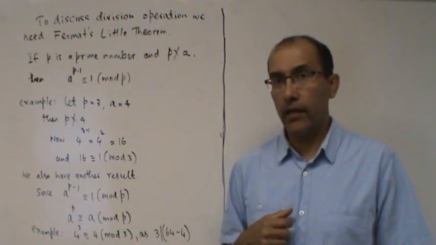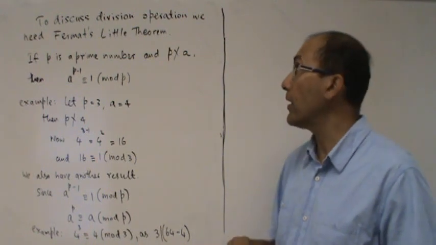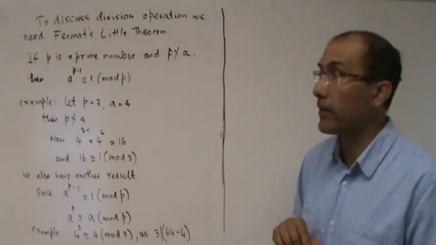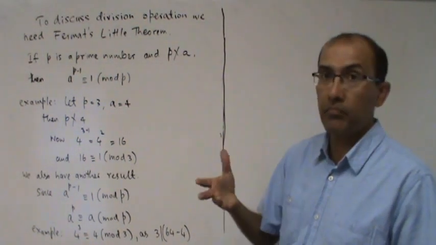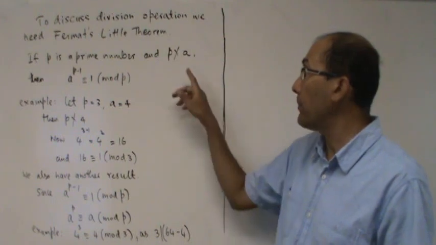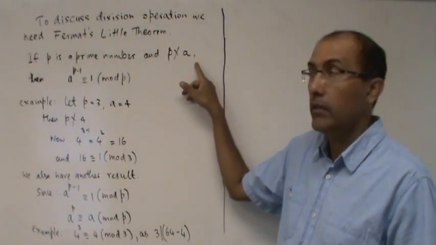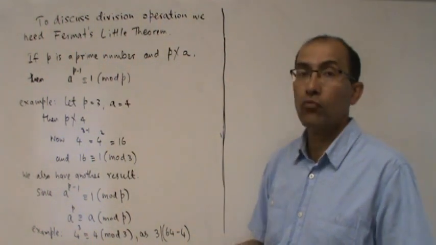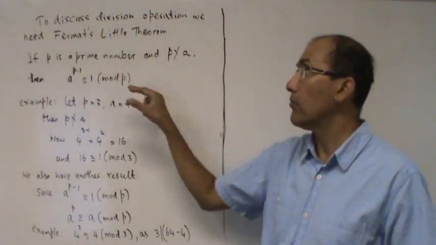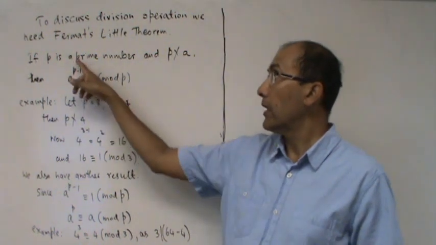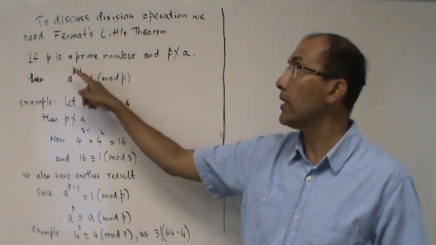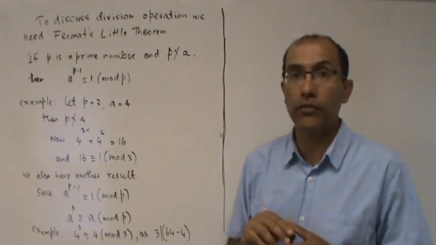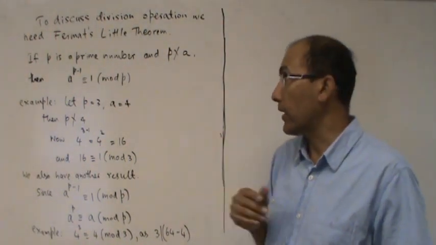Next, to discuss division of congruence classes, we need a theorem, Fermat's little theorem, and that says that if P is a prime number and P doesn't divide A, then A to the P minus 1 is congruent to 1 modulo P. So that means A to the P minus 1 and 1 are related through the congruence modulo P relationship. So let's look at an example.